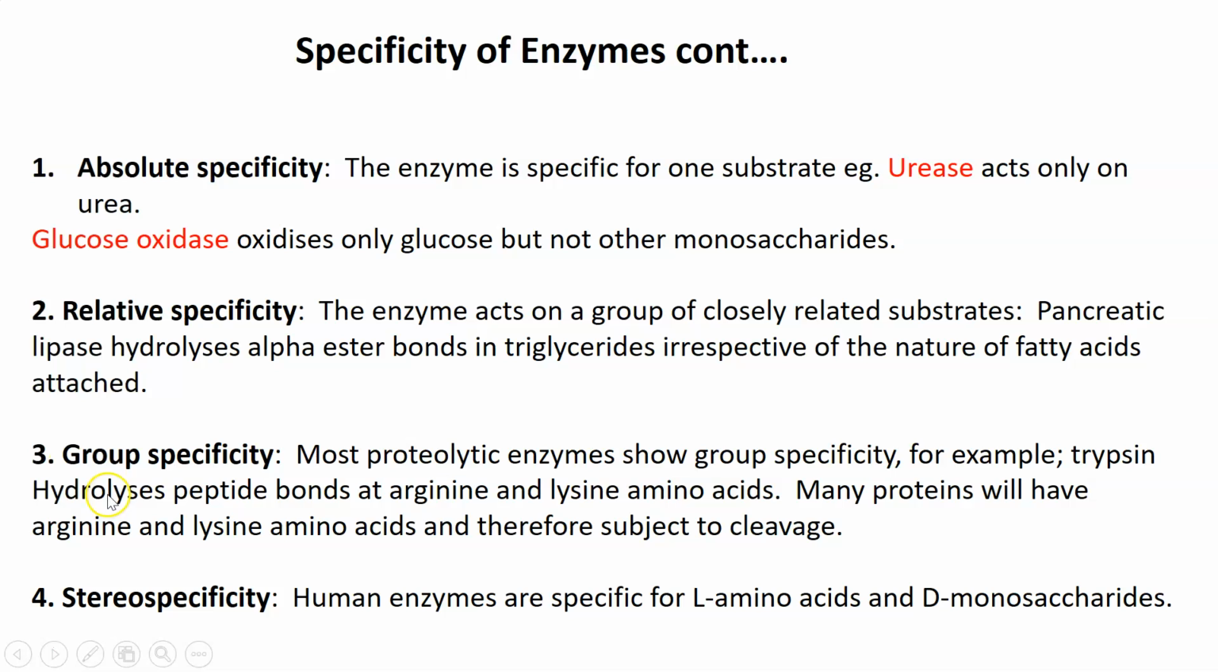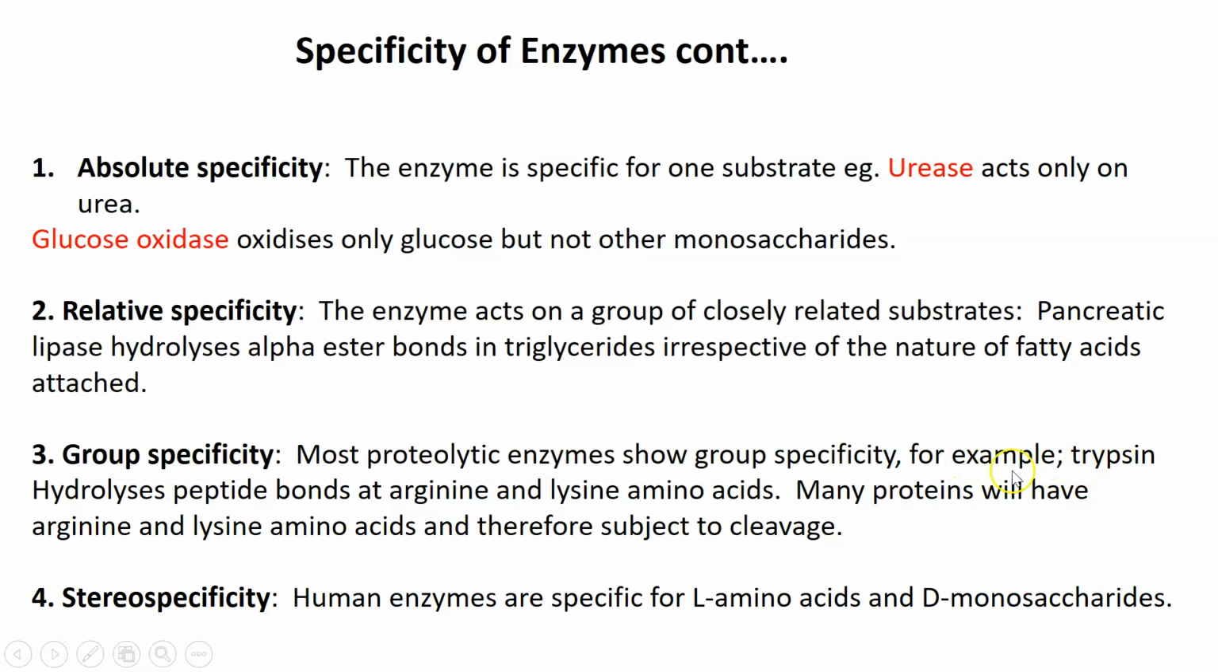And then we have group specificity. So there's very high specificity, and as you go down, less and less specificity. Group specificity is less than relative specificity. The example that I've given here is trypsin.